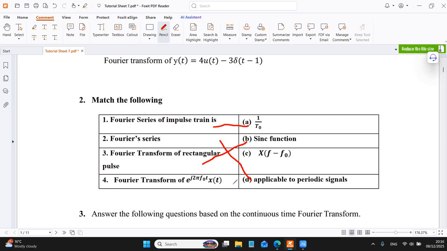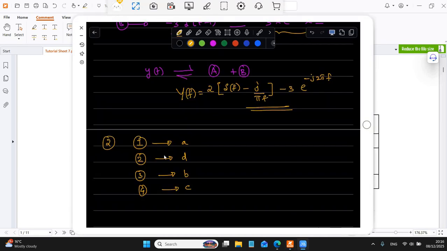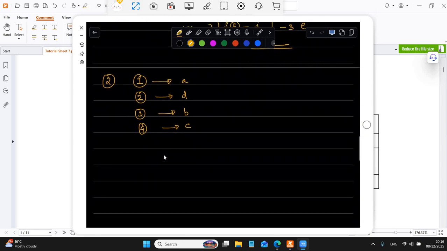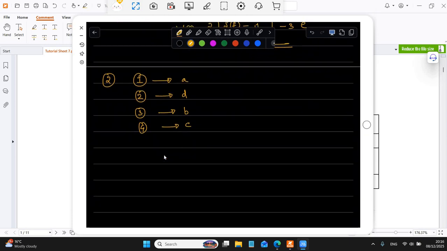Okay, the Fourier transform of e power j 2 pi f naught into t. If I multiply with e power j 2 pi, I will be having a shifting to right side. That means the frequency will be shifted to right side. So 4 has the option C. So I have shown you everything here. I have written here in the answer key. Okay, so the next is we have the third one.